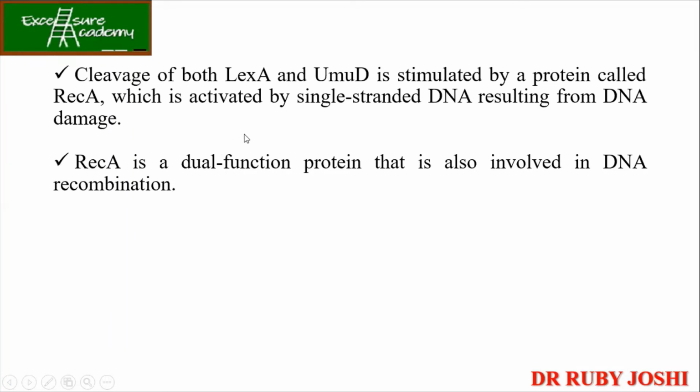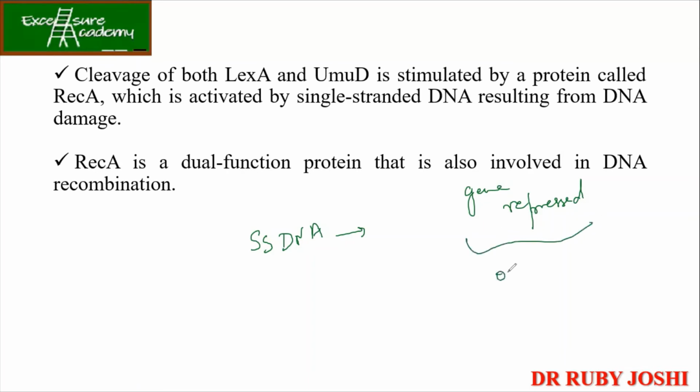They don't ask much. So cleavage of both LexA and UmuD is stimulated by a protein called RecA, which is activated by single strand DNA resulting from DNA damage. What you need to remember is that whenever there is single stranded DNA damage, this gives a signal to the proteins so that they can leave the genes which are repressed. So what will happen when those proteins are removed from there? Now the genes are open for transcription.